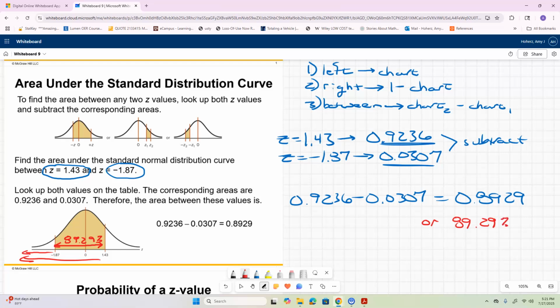Okay, so these are the only three things that can happen. They can either ask to the left, they can ask to the right, or they can ask between. If they ask to the left, that's the easiest one. You just go to the chart and you got it. If they ask to the right of a z-value, you go to the chart, but you have to subtract that from 1, because you want to be on the right half, not the left half that the chart gives you. And then if they ask you between, you have to take the bigger value off the chart, subtract the smaller value off the chart, and that'll get the remaining bit in between.